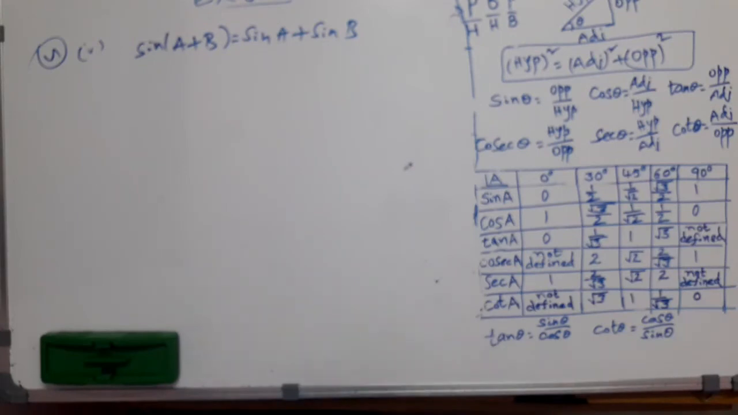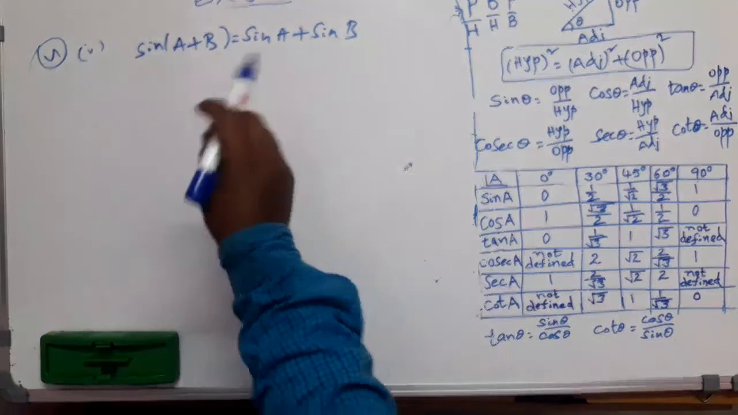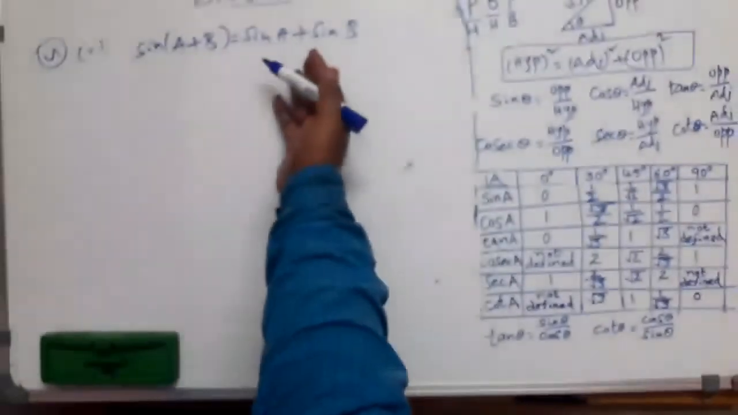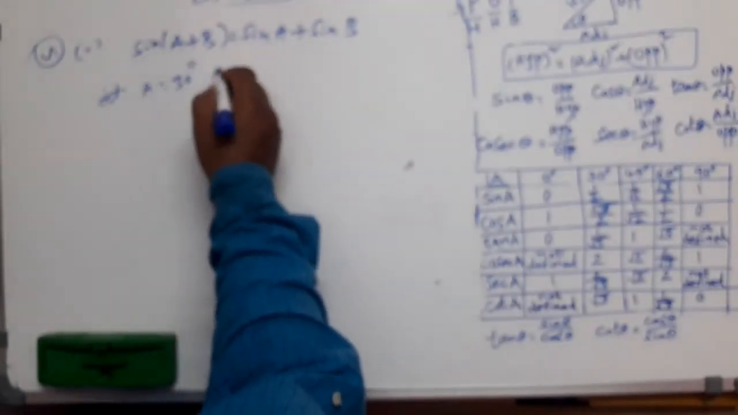Yes. So for that, you can give some A and B, which will give you different values for left hand side and right hand side. That's all. Of course, we know values of trigonometric ratios for specific angles from the table. Let us consider any two angles and verify. Let us say A is equal to 30 degrees and B is equal to 60 degrees.